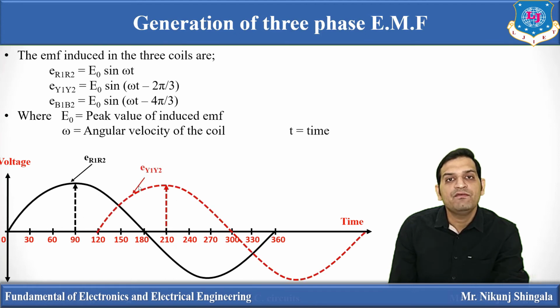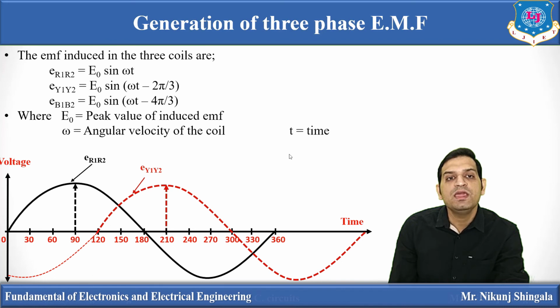Now E_Y1Y2 will be starting from 120 degree. E_R1R2 attains its maximum value at 90 degree, and E_Y1Y2 attains its maximum value at 210. So E_Y1Y2 attains its maximum value 120 degree after E_R1R2. And if we extend this waveform over here, we will be getting this kind of waveform.